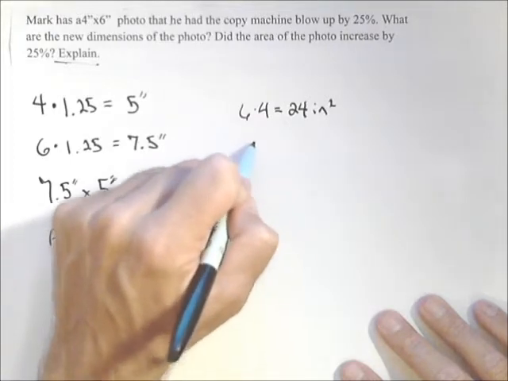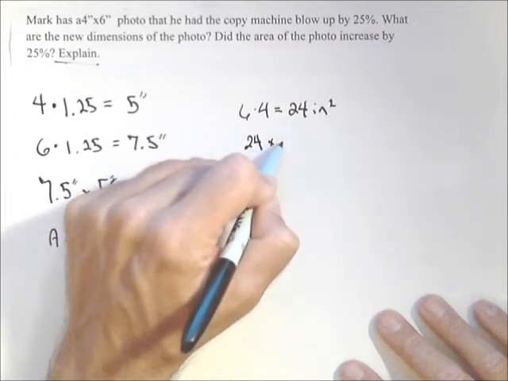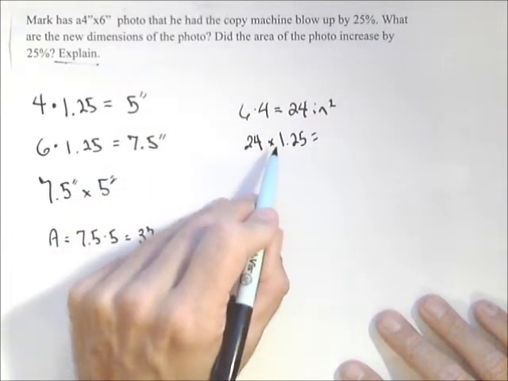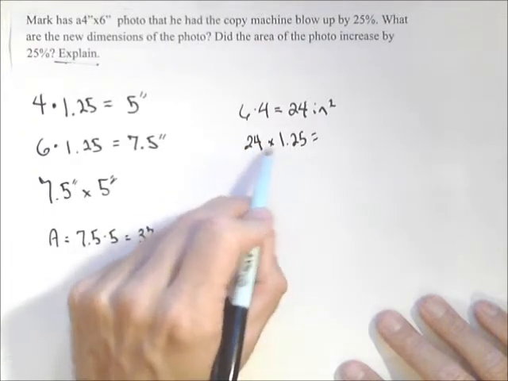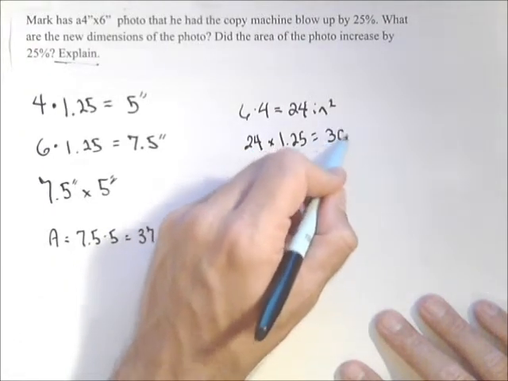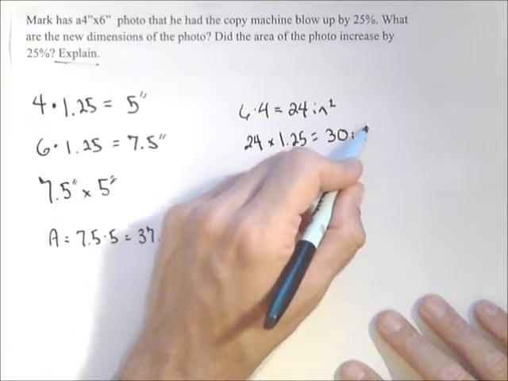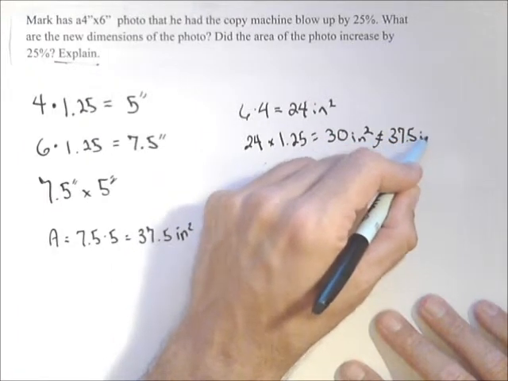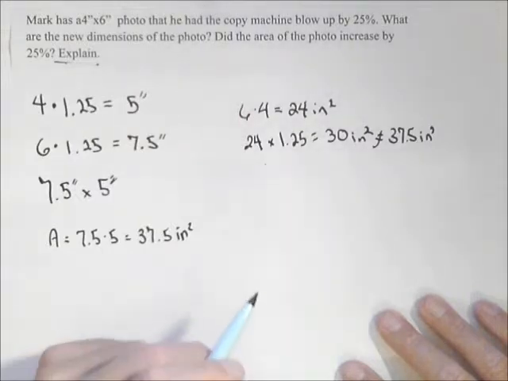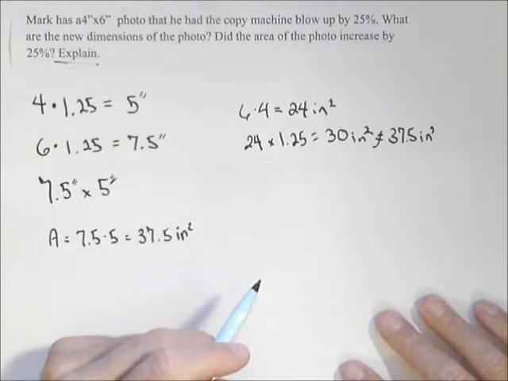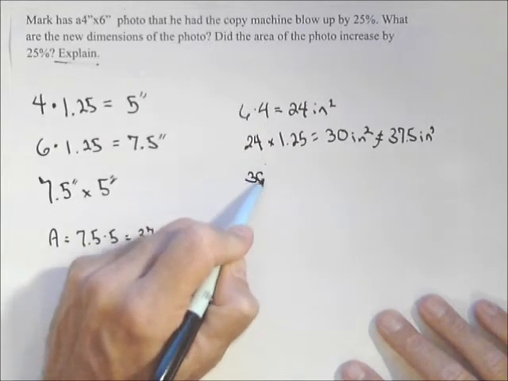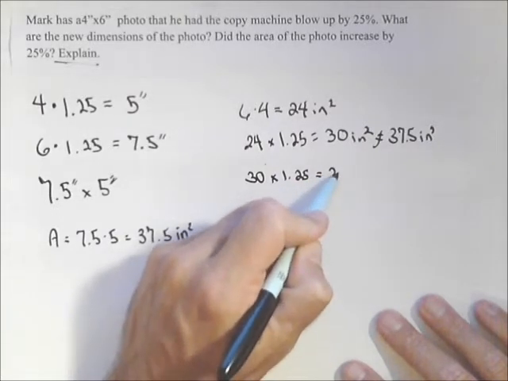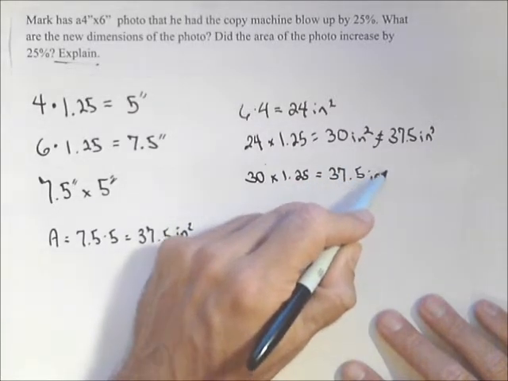Now if we were increasing 24 by 25%, times our 1.25, we'd find what we would get is 125%, well 100% is 24, 25% of this is 6, we would get 30 square inches. Now clearly that is not equal to 37.5 square inches. What's really interesting is the difference between the two. If we were to take 30 and multiply it by 1.25, we would actually get 37.5 square inches.